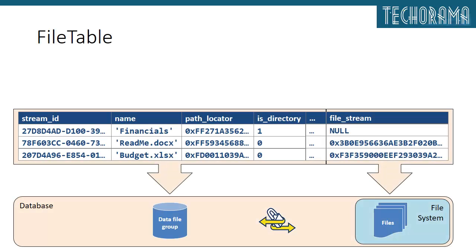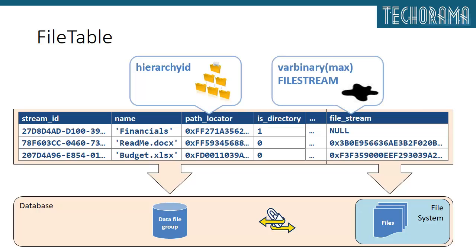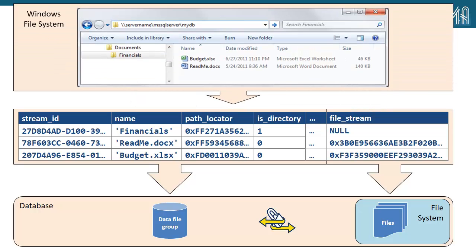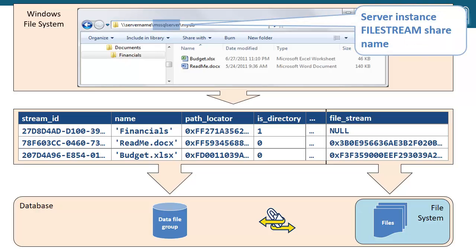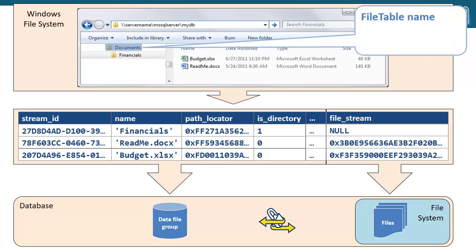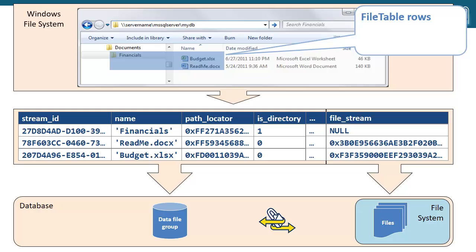File Table raises this abstraction to a new level. By utilizing the hierarchy ID data type to convey a folder structure, combined with the transparency you get for scalable blob storage with FileStream, you can expose the entire table to the outside world. The file table emulates a simple file system, such that each row in the table represents either a folder or a file. Then, users just pop open their Windows Explorer and drill down into a share that looks like a physical file system, but is, in fact, a table in your database.